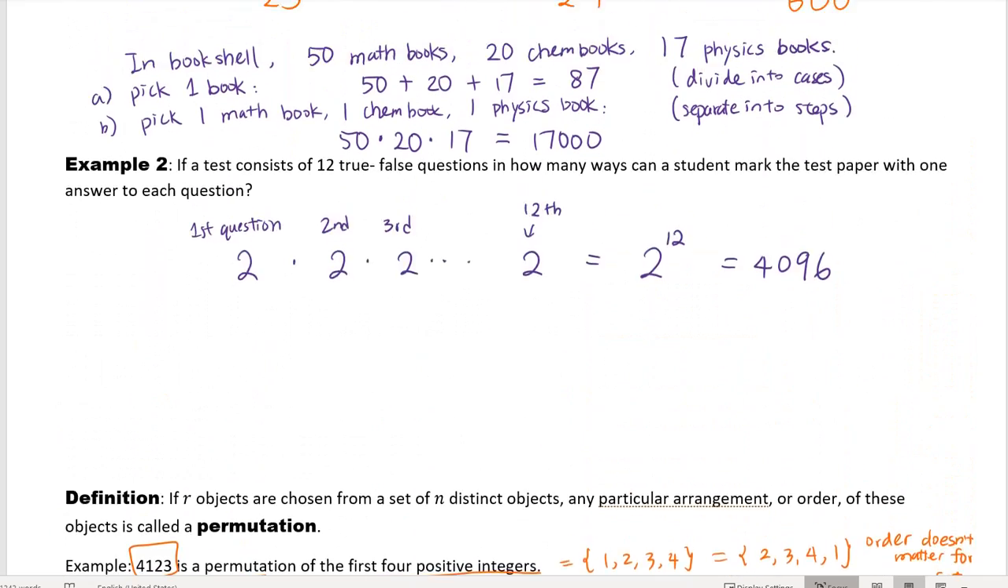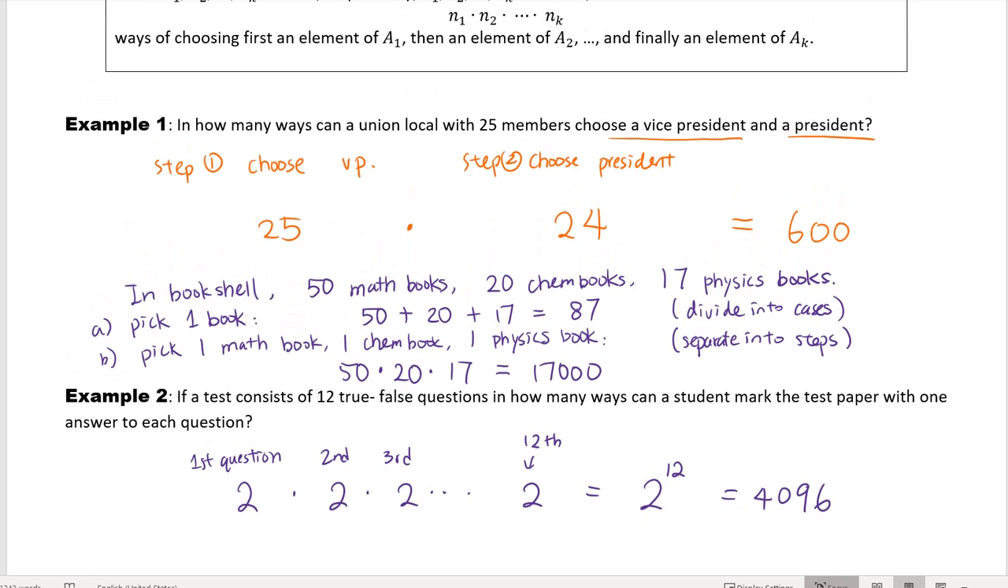Okay, come back to our first example. In how many ways can a union local with 25 members choose a vice president and a president? Because the order matters, you can think of this as permutation 25 choose 2. We start with 25 and count down: the next number is 24. There are 2 numbers together. So this is permutation 25 choose 2.